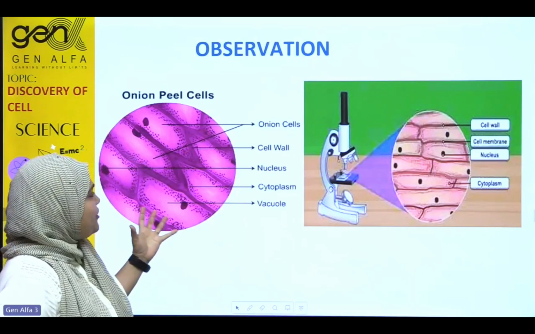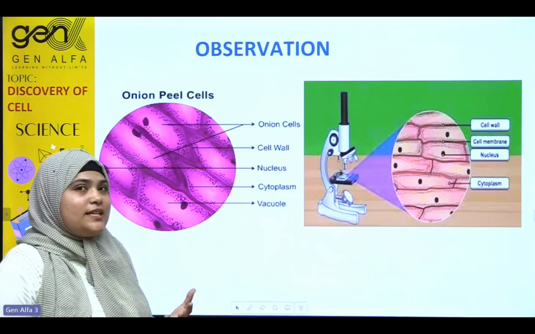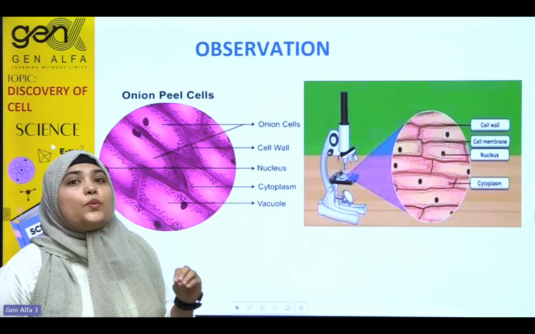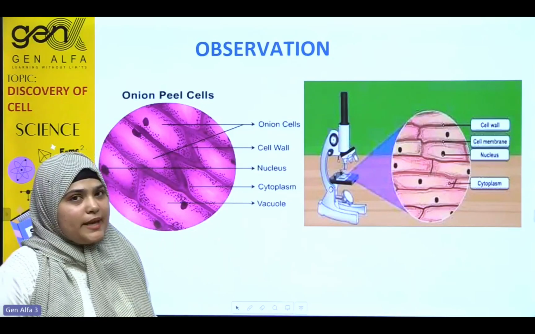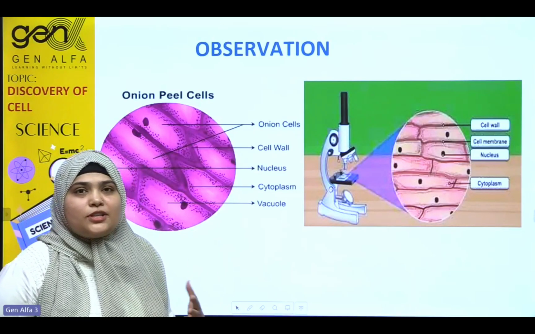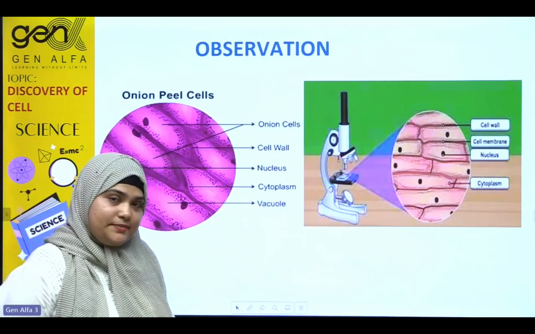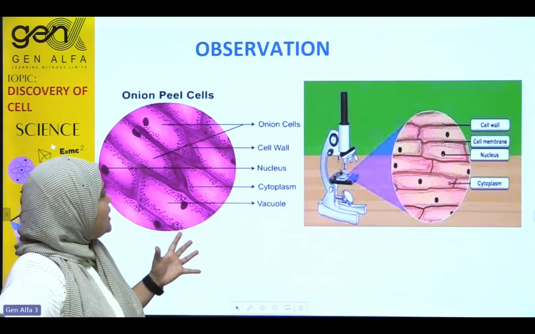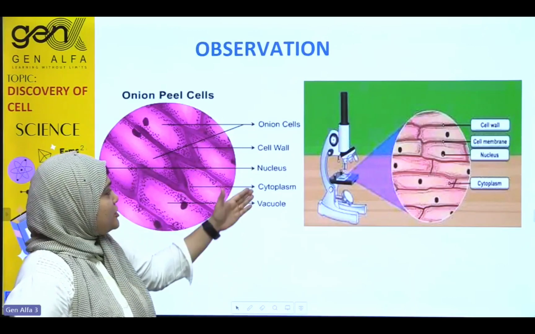Why? Because we have used dyes. We are using stains or dyes to make the cellular structure visible because inside the cells, the structures are transparent. They are very small. So this is the reason why we are using colors. We are adding stains to make them properly visible. So inside the microscope, you will see that these are the structures present in the cell.